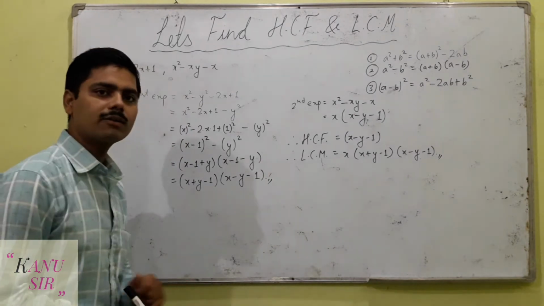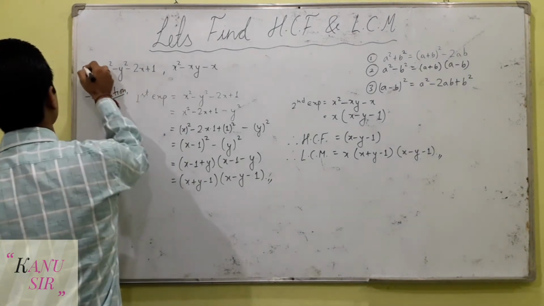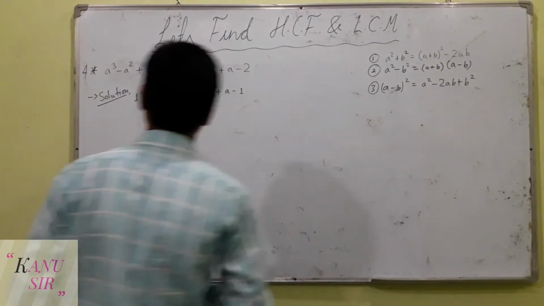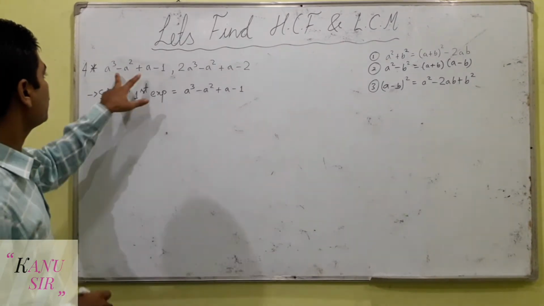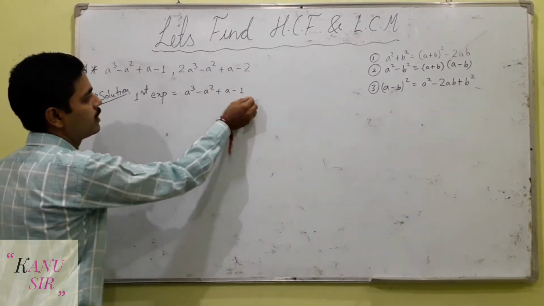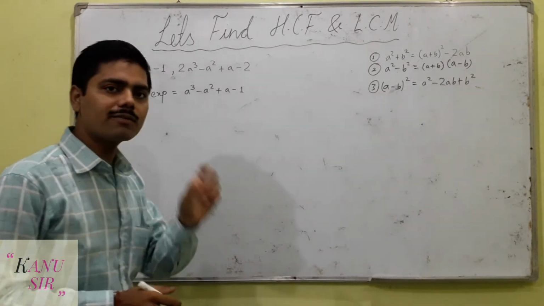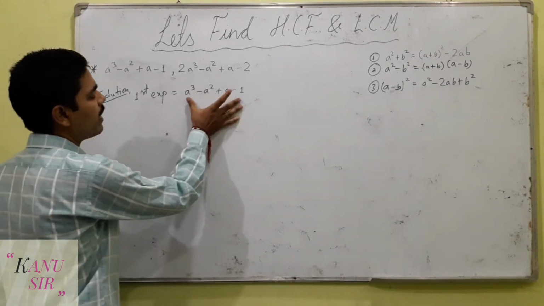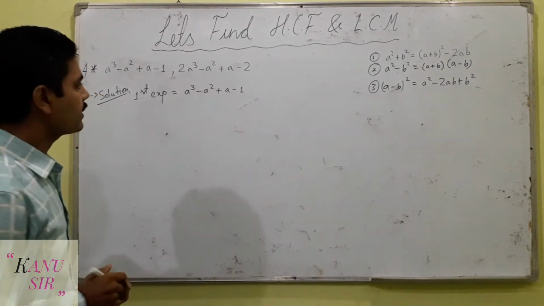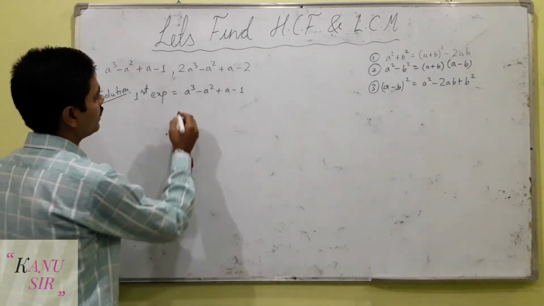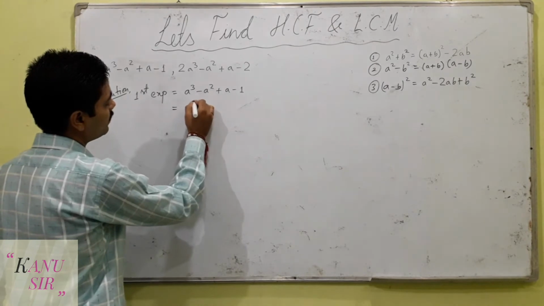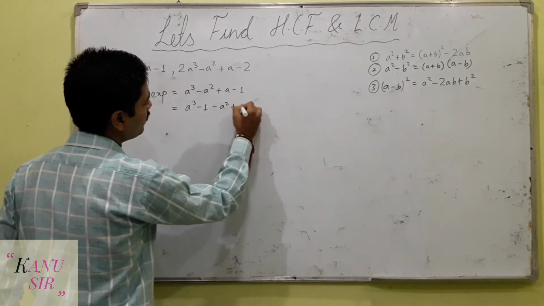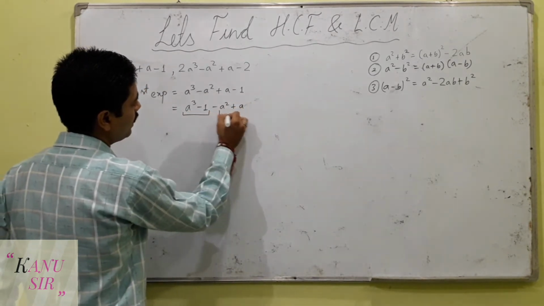So now let's go for number 4. Here in the first expression we can see there are 4 terms. Previously we did the factorization of just 3 terms. Now there are 4 terms in one single expression, and we try our best to arrange this expression so that we can get a correct and clearly understandable answer. For that we can arrange the terms like a cube minus 1 in one group and minus a square plus a in another. So we can make a group of 2 like this.